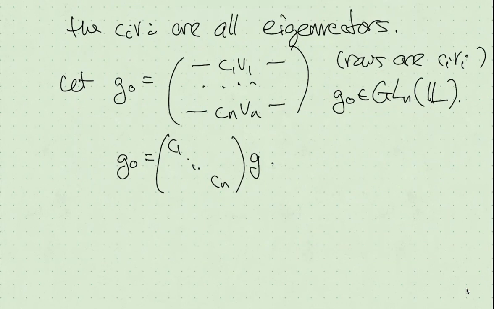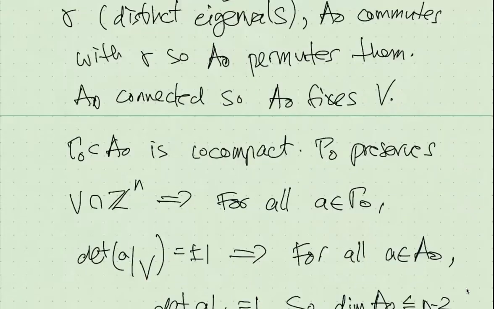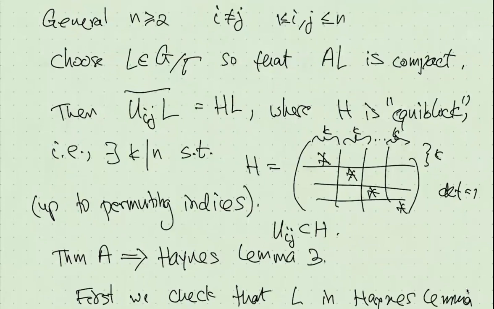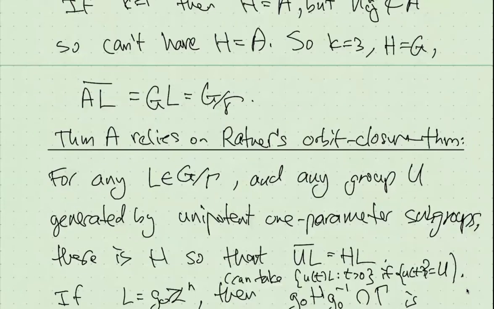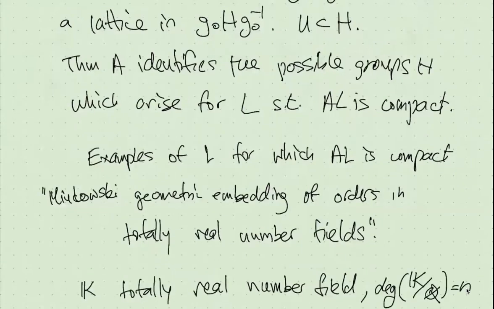Okay, so let's continue to the proof of theorem A. So let me just remind you what I've done so far. This was theorem A. We're taking a particular group, this Uij group, and we're proving that if the lattice has a compact orbit, we now know from the proposition what that means, then the orbit closure looks like these equi-block groups for some block size k dividing n. And we know from Ratner's theorem, we're going to use Ratner's theorem, that the orbit closure is given by some group satisfying various properties. So now we're going to use what we have to show that the group actually has this equi-block structure.